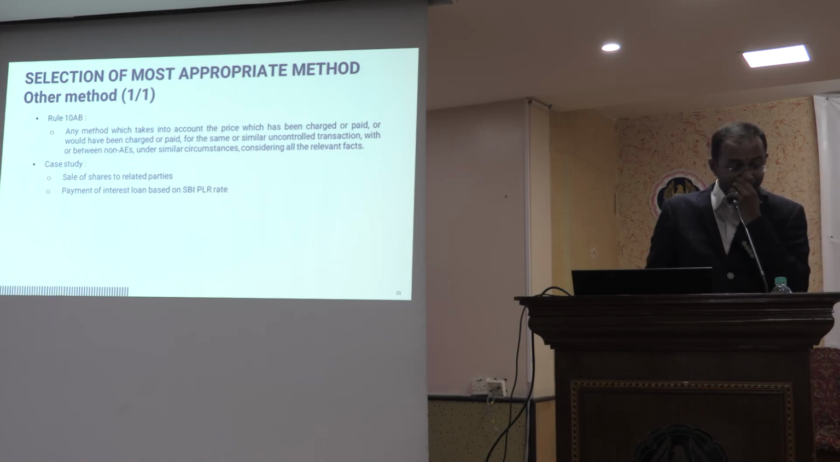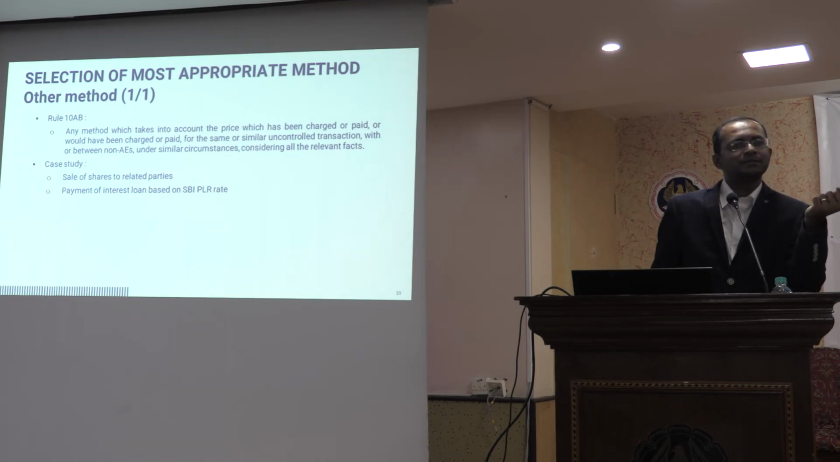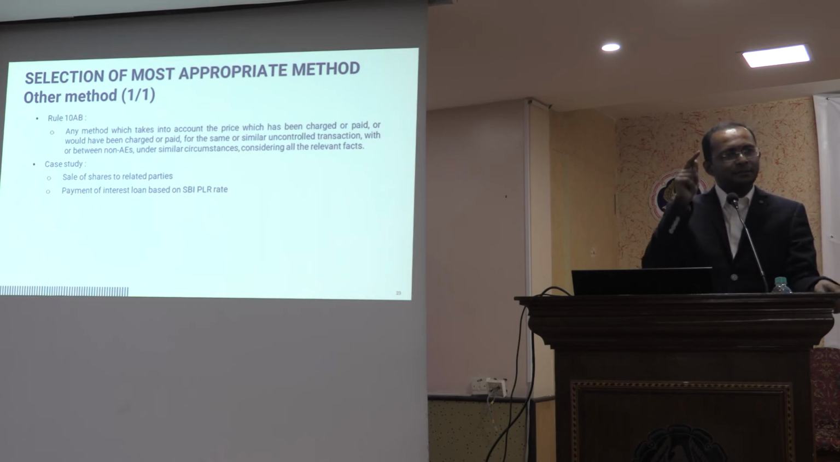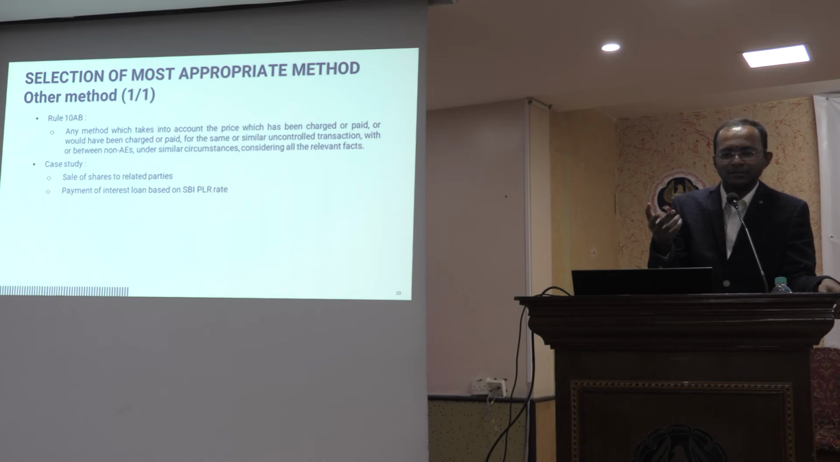It's very straightforward to apply this to sale of shares. Typically, when we sell shares, we apply the net asset value method, book value method, or the DCF method. Right? Because that is typically the method which is also applied for same or similar transactions between non-AEs under similar circumstances. For sale of shares, other method makes a lot of sense, especially when you have a valuation report which backs the valuation, because that clearly satisfies Rule 10A. Right? But with other cases, it's very difficult to identify.